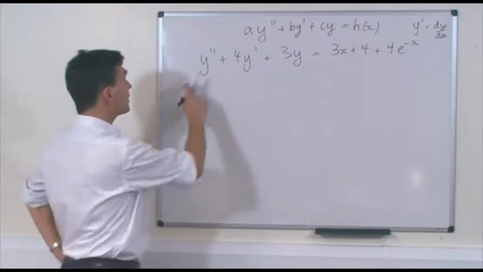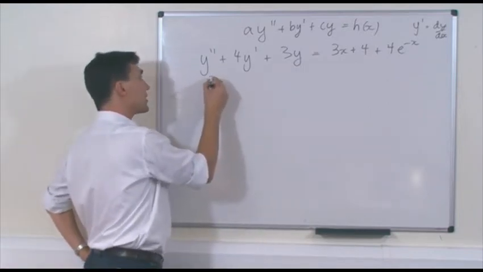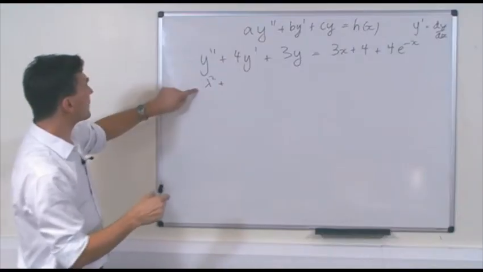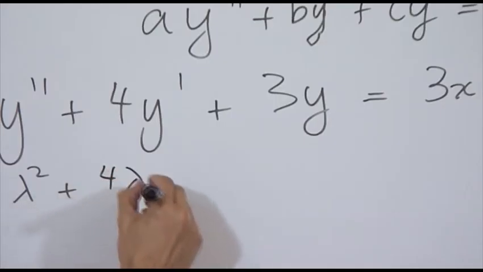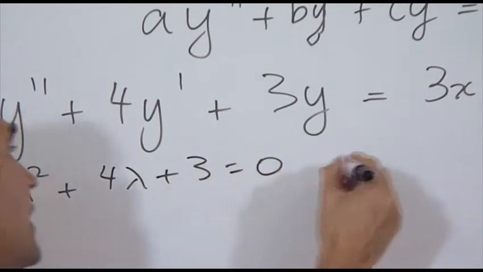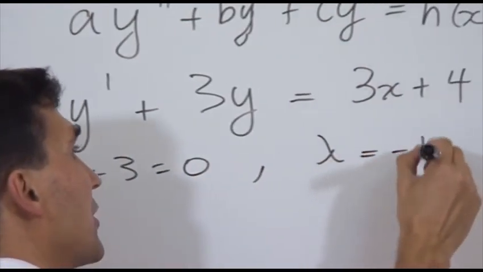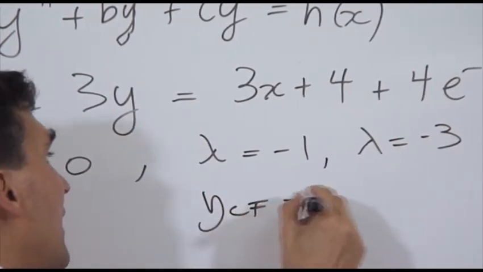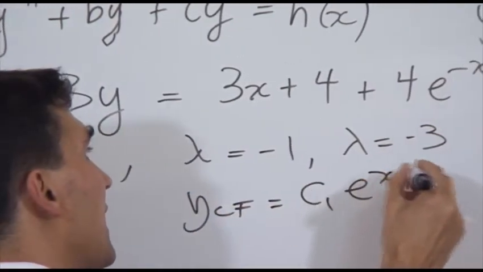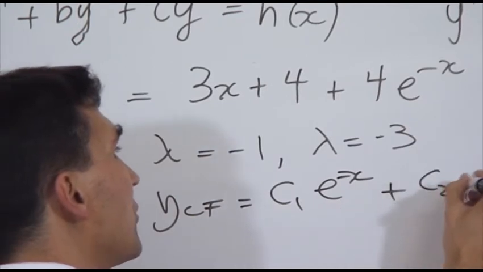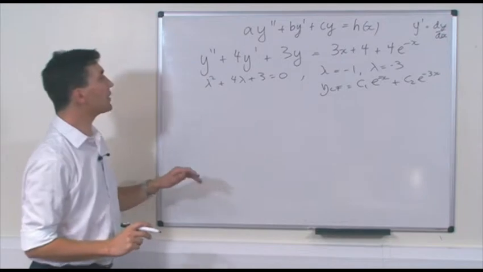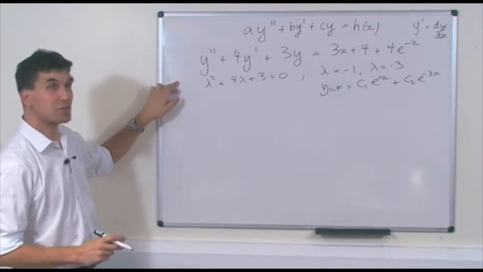We've already done this, so just to remind ourselves, we've got the auxiliary equation: y'' gives you lambda squared plus 4 lambda plus 3 equals 0. So that you can solve, you get lambda is minus 1, lambda is minus 3. So y_CF is c1 e^(-x) + c2 e^(-3x). Okay, now that's the first step. We've got the complementary function.